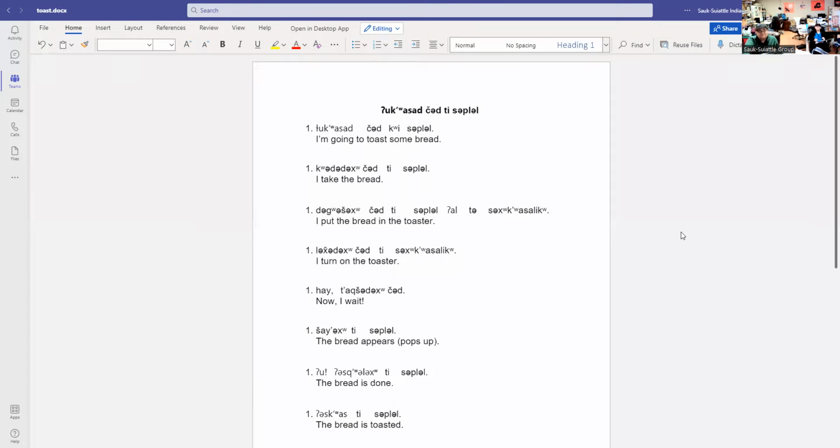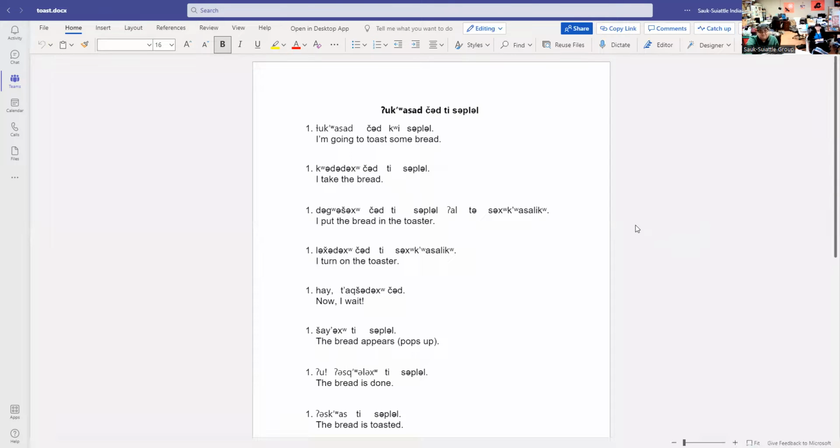So let's see here. Let's see some other fun nouns that we can use daily. Supplel, bread, flour. Sakwashalik for toaster. Lachada.